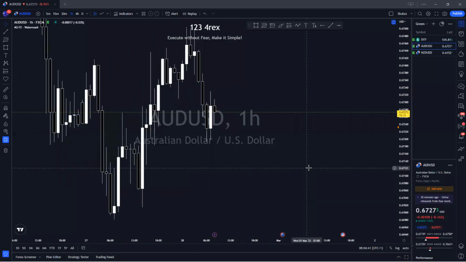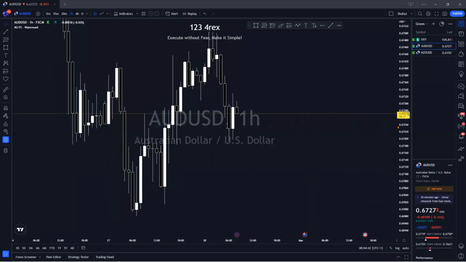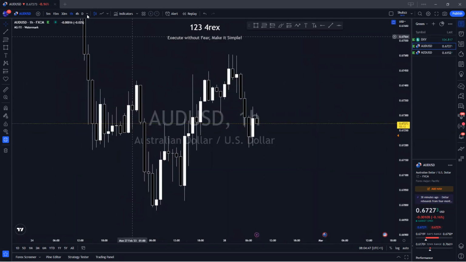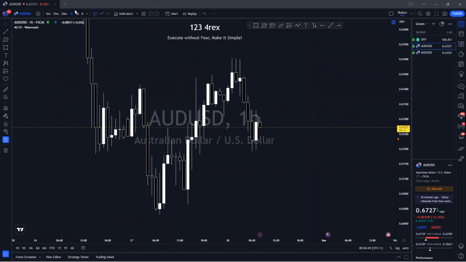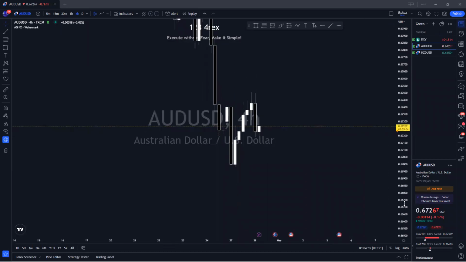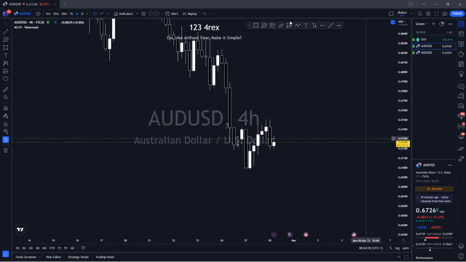Now, I'm going to start with AUD/USD. Basically, these are the pairs I trade. Now, let's look at the 4H. Let me explain something for you guys. Let's go to the 4H. So this is what the 4H looks like.